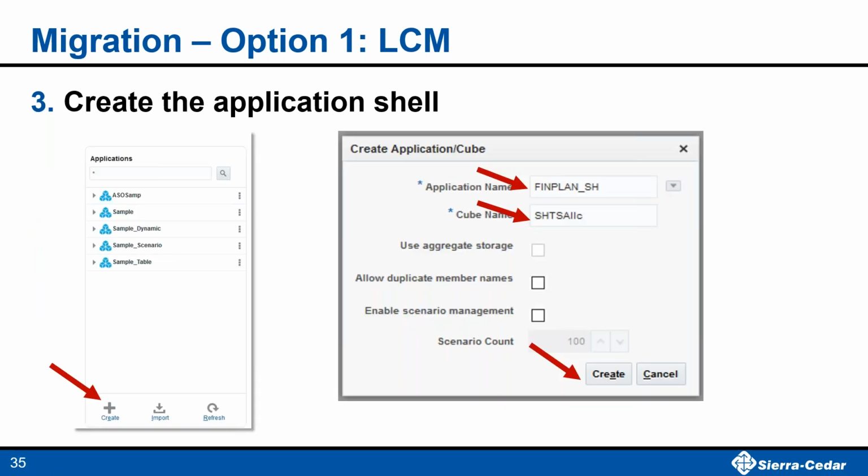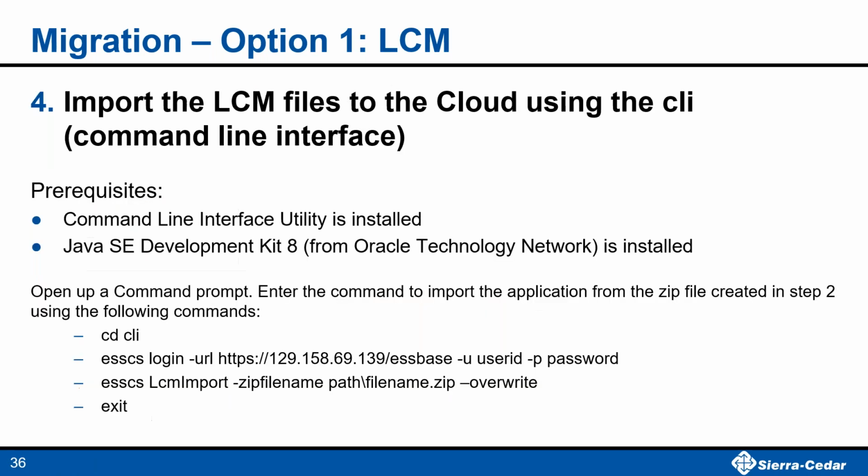You can create an application shell in the cloud prior to importing it if you want to set some application database properties. But then you import those files from the export using what's called the command line interface. For those of you that aren't familiar with it, it's a new automation and command line tool that comes with cloud. Prerequisites here: you have to have the command line interface utility installed and the Java Development Kit 8.